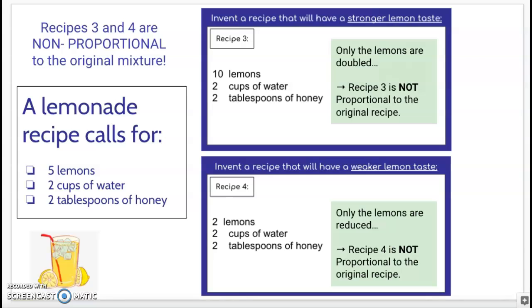Recipes 3 and 4 were not. In recipe 3, I wanted to make a stronger lemon taste, so I kept the water and the honey the same, but hey, the lemons doubled. That's going to for sure taste more lemony. And then I wanted to make a weaker lemon taste in recipe 4, and I reduced my lemons to 2 lemons instead, but again, kept the water and the honey the same. Because I'm not constantly multiplying here, these are non-proportional. Okay. All right, cool. That was our warm-up.